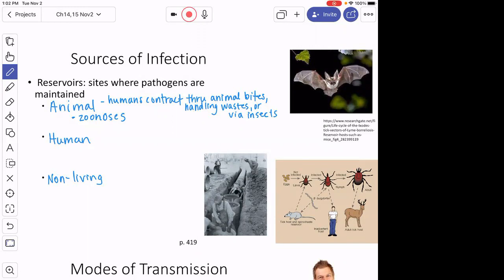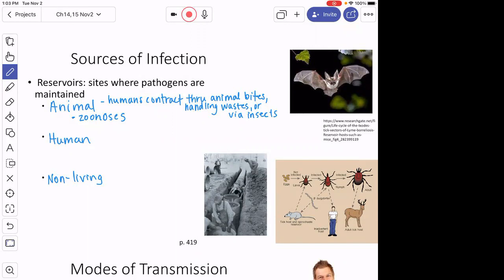Sometimes we're bitten, sometimes it's just handling animal feces. There have been many cases of people getting rabies just from mucking around in bat caves. It can be through some insect sometimes. For example, Lyme disease is passed back and forth between animal reservoirs like the white-footed mouse and a tick. Either a white-footed mouse or a deer are typical reservoirs, but then the tick passes it back and forth. And we as humans can inadvertently step into that transmission process. Oftentimes zoonotic infections are quite serious when we get them as humans.